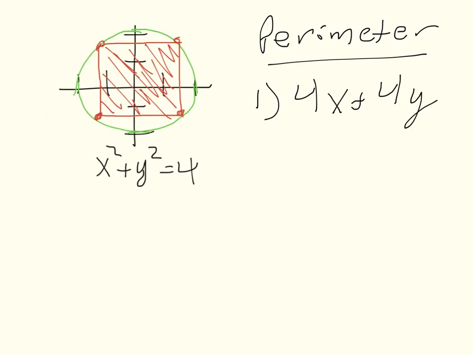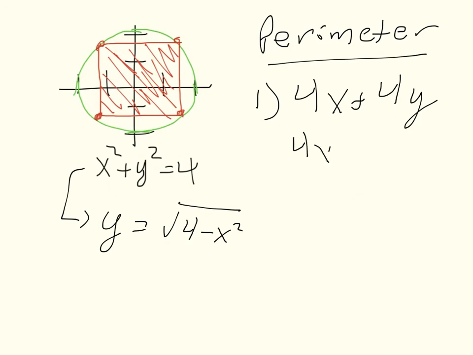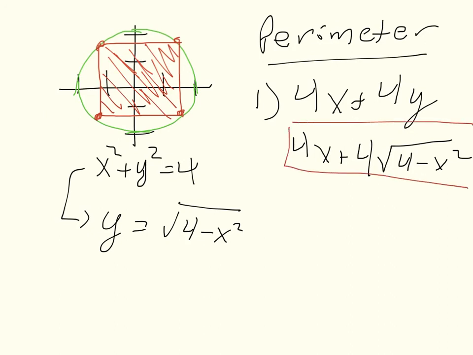And now we're just going to want to do the same thing as we did last time, replace the y with x's. So if you remember, we broke this one down to y equals root 4 minus x squared. So we can just do the same process. 4x plus 4 root 4 minus x squared. And that's your answer. That one turned out to be pretty simple. So that's your model for perimeter. All right, P of x.